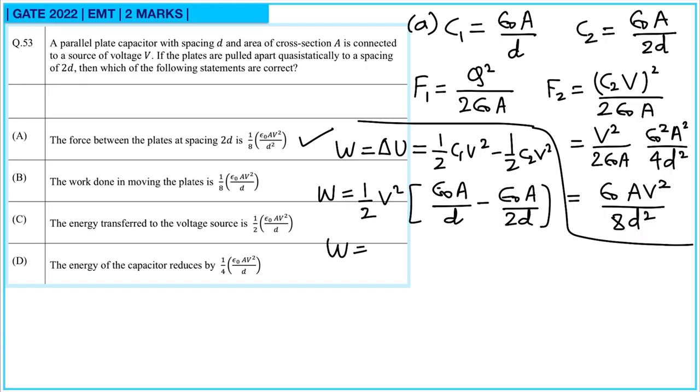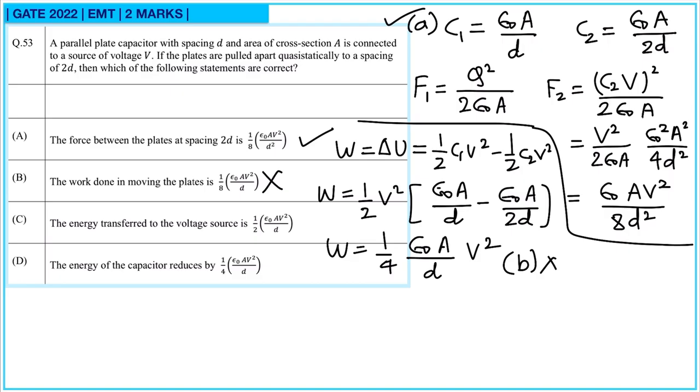So work done is equal to 1 minus half, that is half. So half into half is 1 by 4 epsilon naught A by D into V square. So this is wrong. Here we are getting 1 by 8 here. So option B is wrong. Option A is correct.